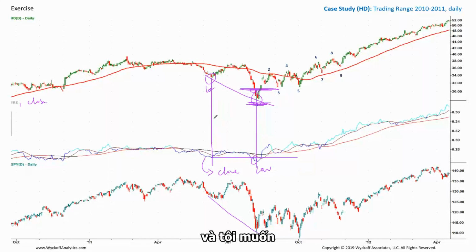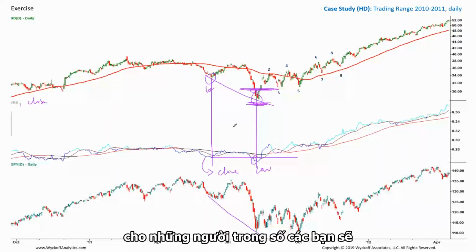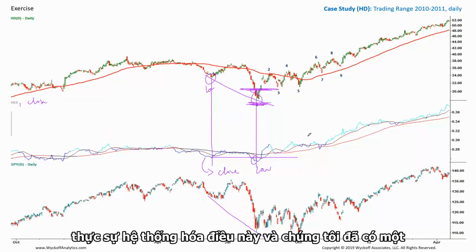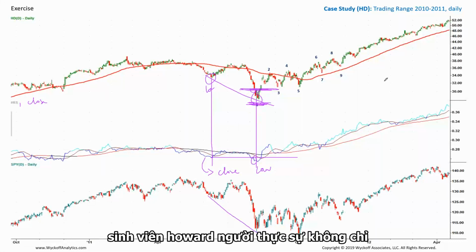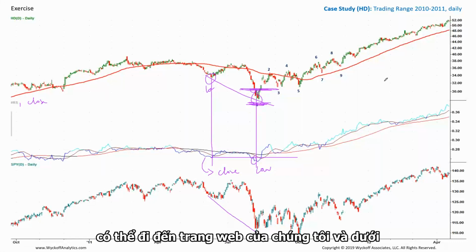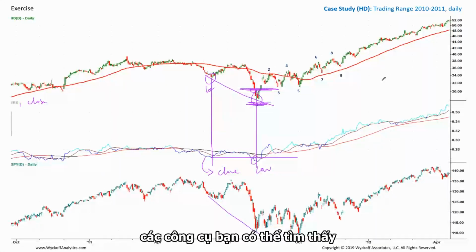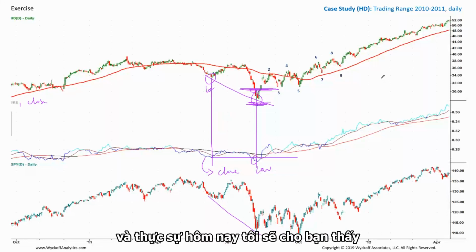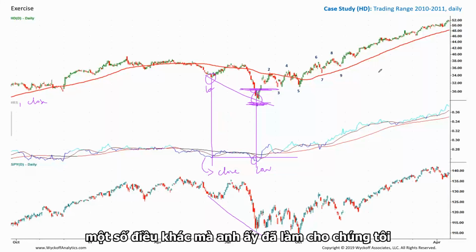I want to make this note because it's going to be important for those of you who are going to codify this. We had a student, Howard, who not just codified this, but created an indicator that was available on TradeStation. You can still go to our website, and under the tools, you can find his work. Today I'm also going to show you some other things that he did for us.